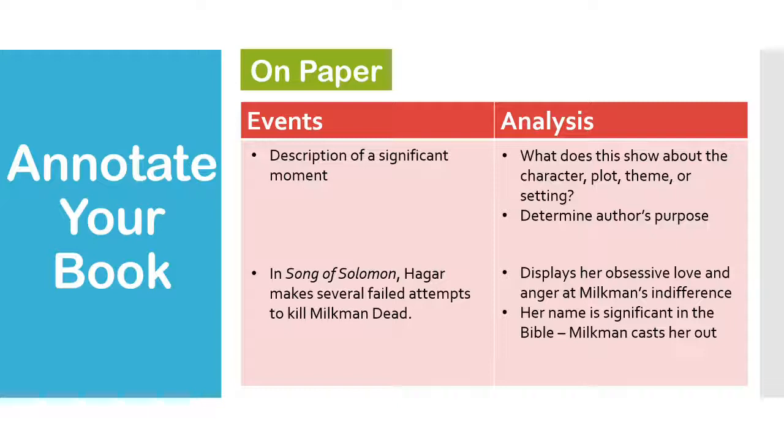Her name has biblical significance as well. Just as Hagar in the Bible was cast out by Sarah and Abraham, Hagar is cast out by Milkman. This allusion reveals the theme of the exploitation of women, which often harms an individual's self-esteem and creates a desire for vengeance.